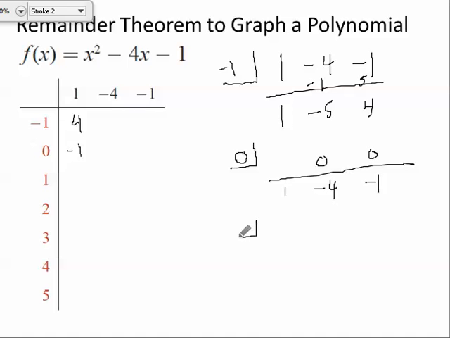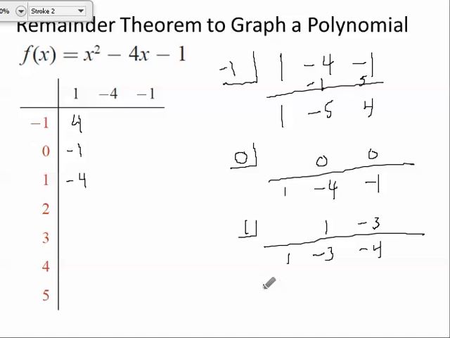So I do 1. Bring the 1 down. 1 times 1 is a 1. -4 plus 1 gives me a -3. Times 1 gives me a -3. Gives me a -4. So at 1, the value is -4.